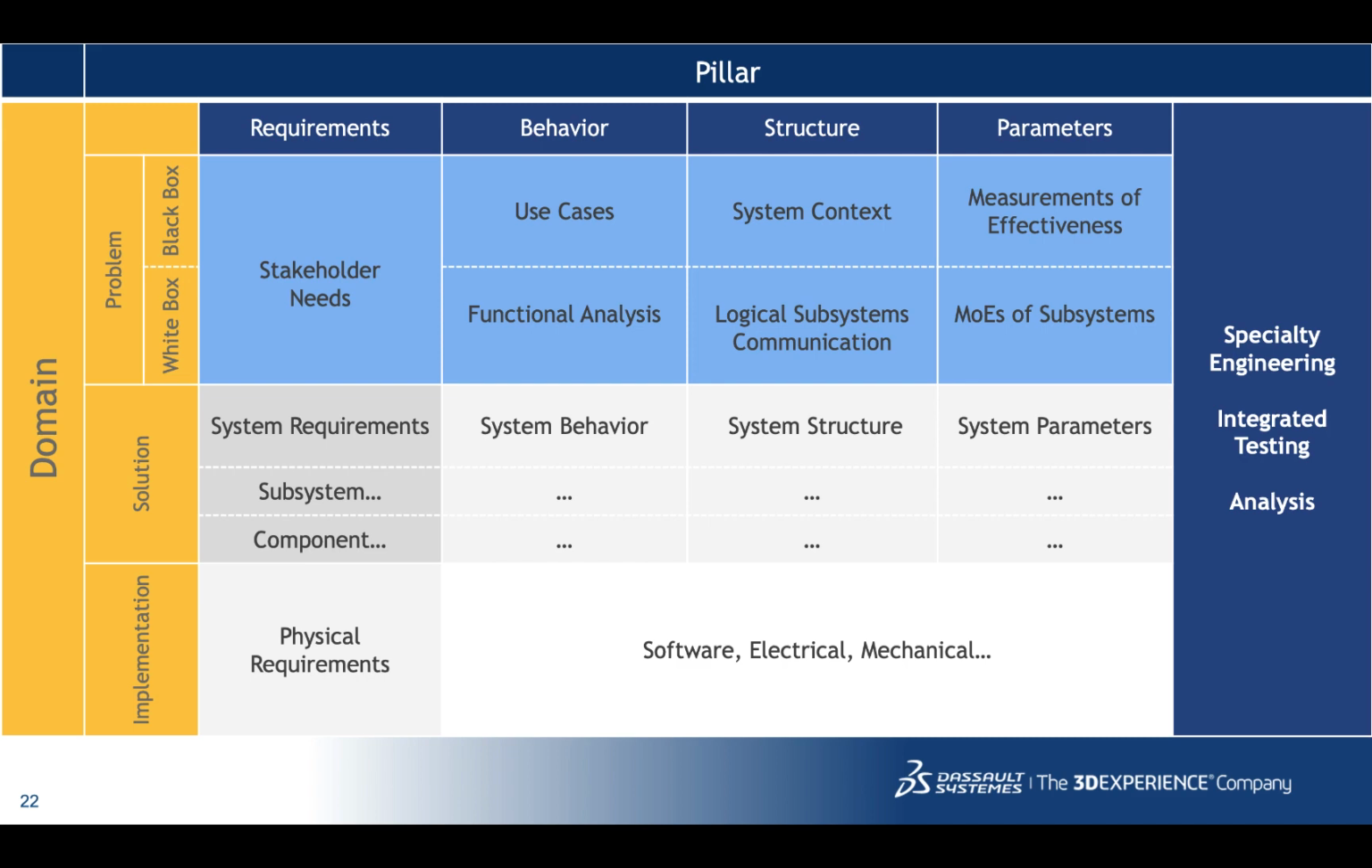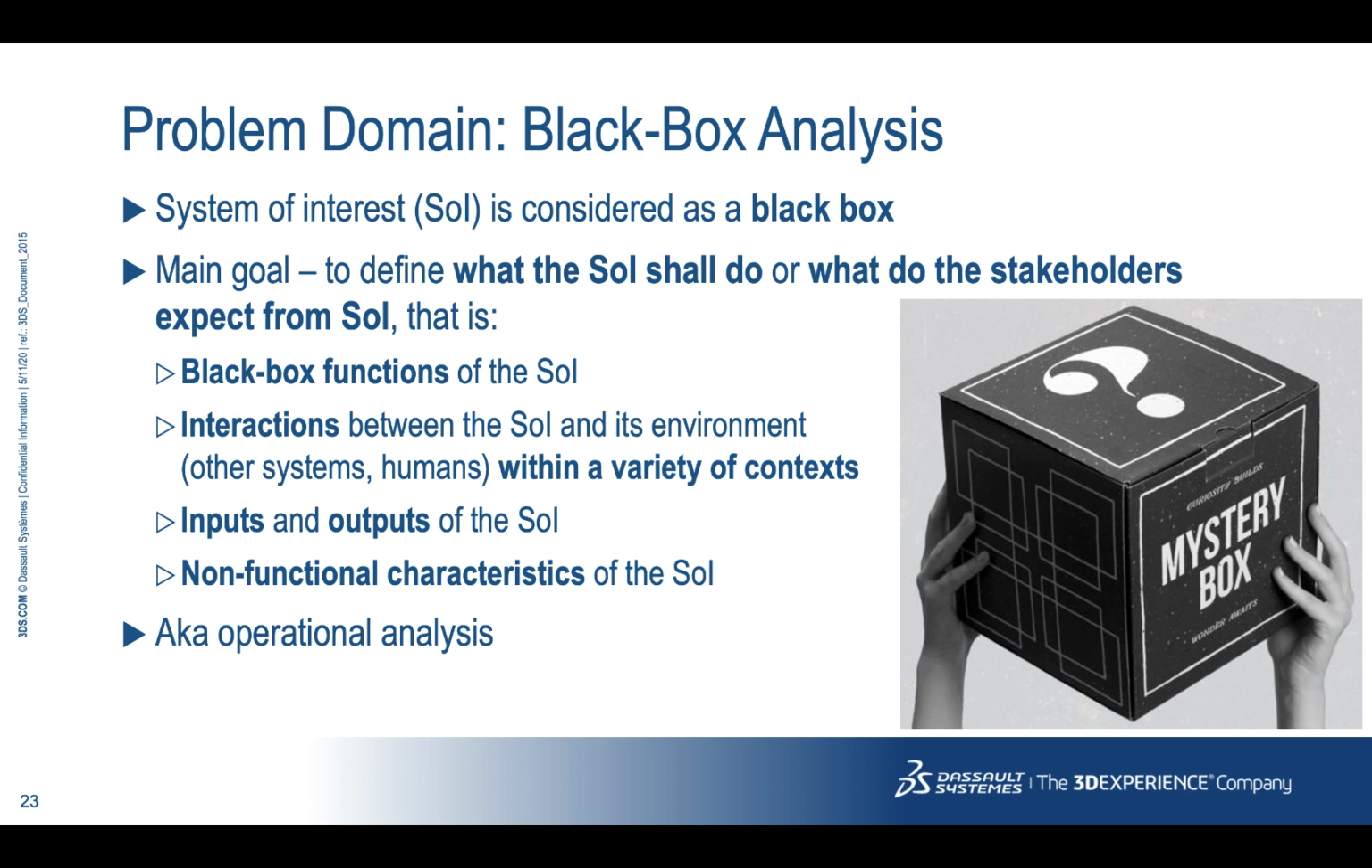So first of all, let's talk a little bit about the problem domain. We'll start from the black box. The black box analysis is really when we talk about the system as a mystery box. So we don't know yet what's inside the system. And our goal here is to understand what the main stakeholders are, and how the system is going to interact with the environment. We have actors, we have users, we have influencing factors like climate, for example, for some systems, or the road for systems like a vehicle.